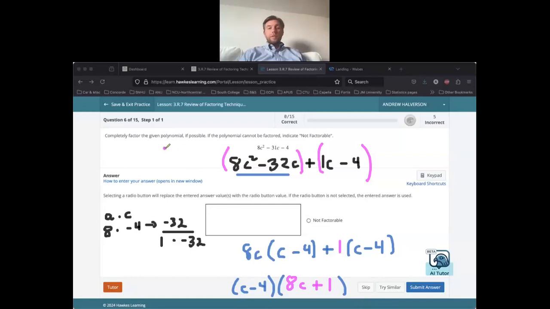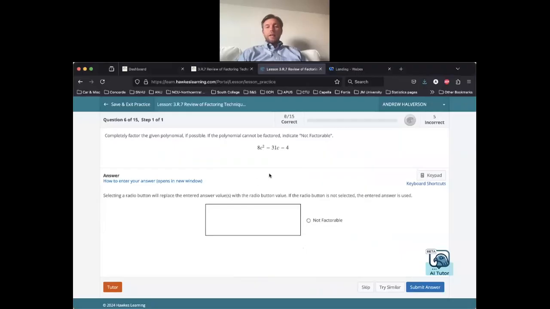Questions on this one? Okay. Let's find one more. Okay, what about this one? So go through your methods. What factoring method uses two terms?